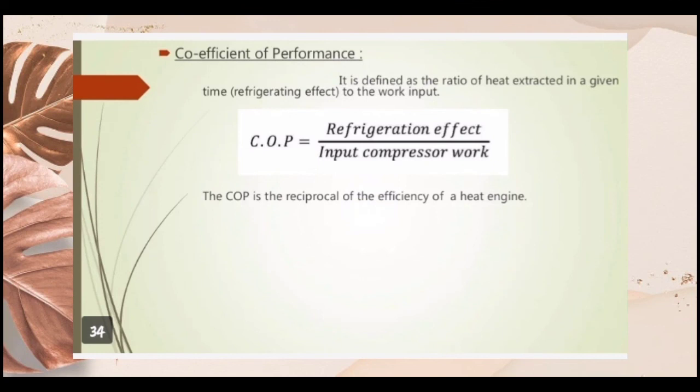Coefficient of performance or COP. COP is a measure of efficiency of a refrigeration cycle or system. It is the ratio of the refrigerating effect to the energy spent. Refrigerating effect is the amount of heat removed or absorbed from the substance to be cooled. The energy spent may be in the form of work in VCR or heat in VAR.